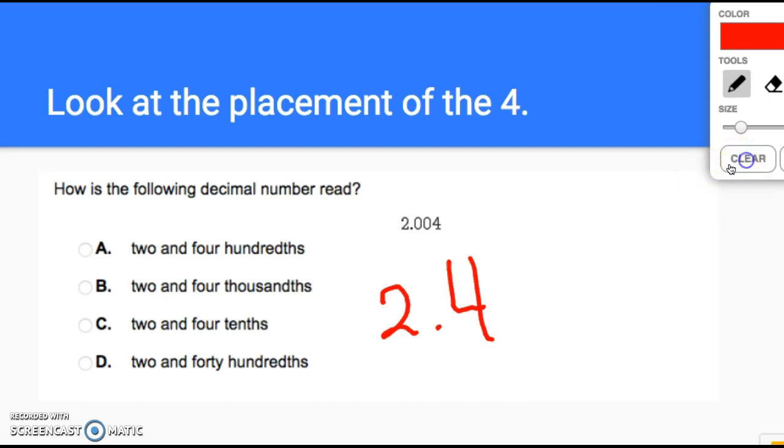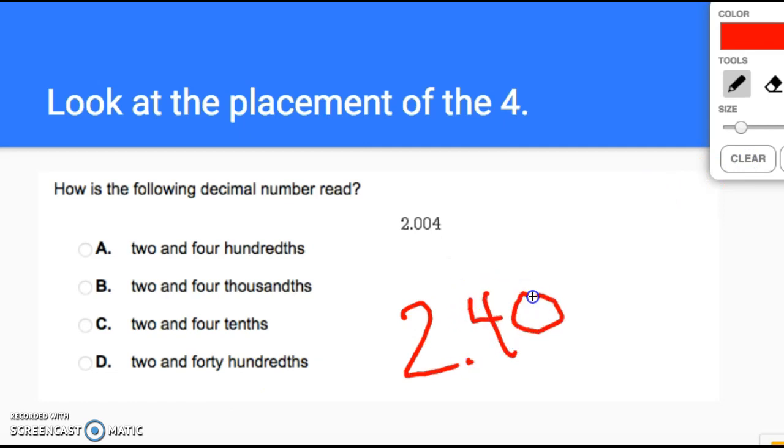Okay. This right here, 2 and 40 hundredths. Sometimes that confuses kids. It's 2 and 40 hundredths. Your 4 is still in your tenths place. You put the 0 here in the hundredths place. You can read this as 2 and 40 hundredths, although that's not typically what we do. We typically read it as 2 and 4 tenths because a 0 there doesn't hold a value.